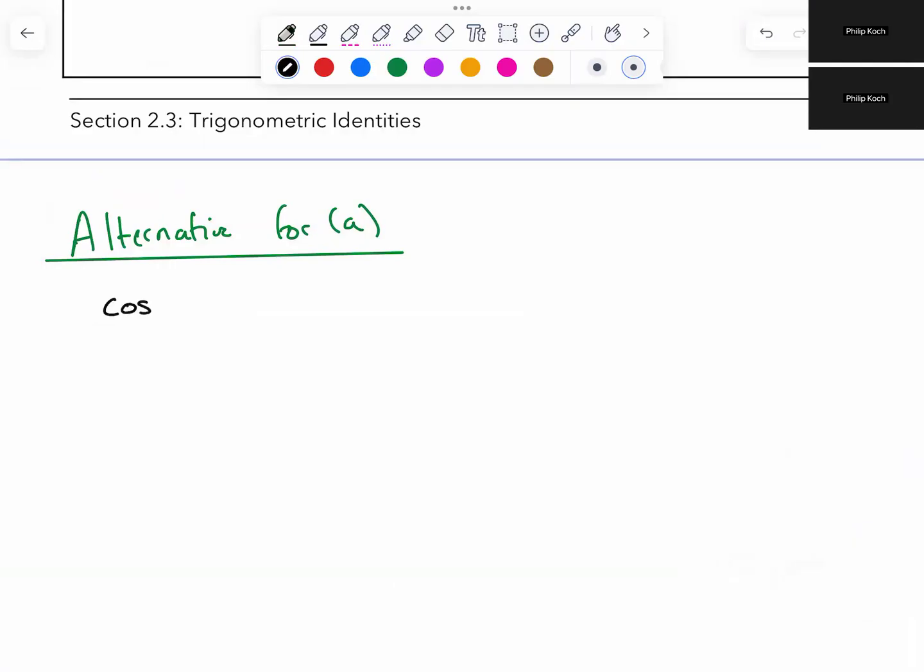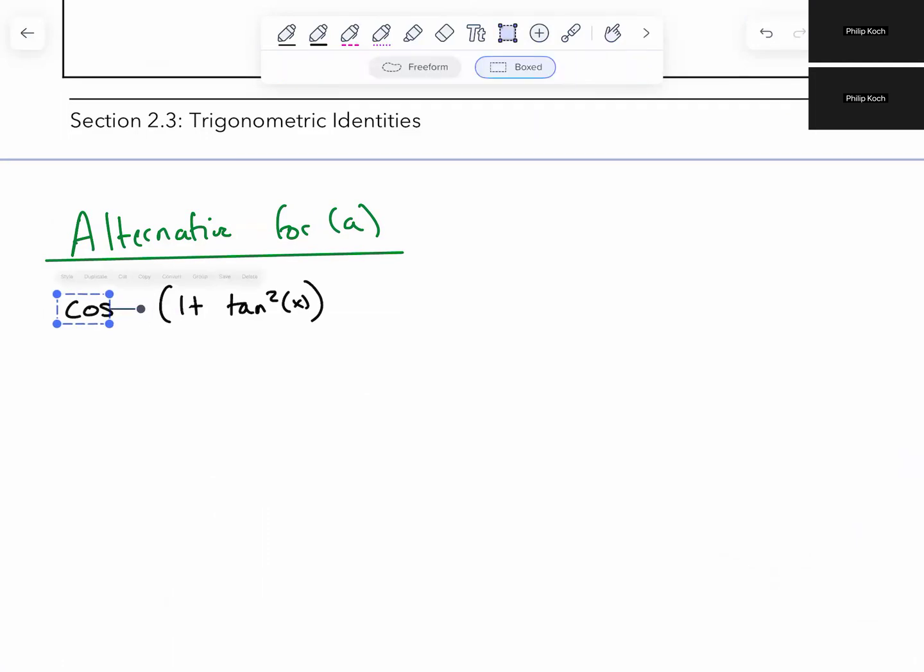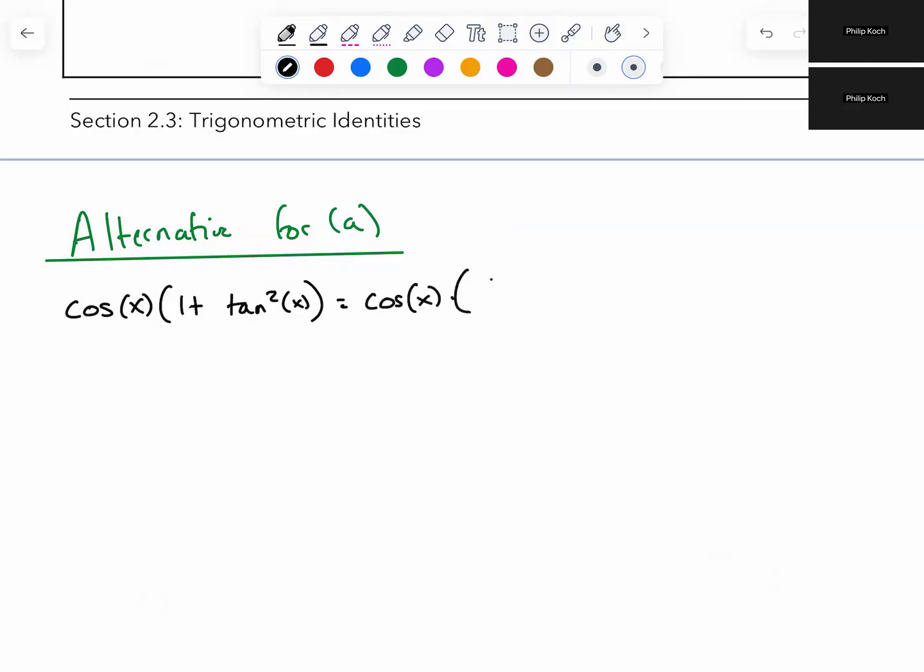So I'm going to start with the left-hand side once again, cosine times 1 plus tangent squared of x. And I'm not going to write the identities that I'm using now. Oh, not cosine, that should be cosine of x. That'll be cosine of x times 1 plus sine squared of x over cosine squared of x.